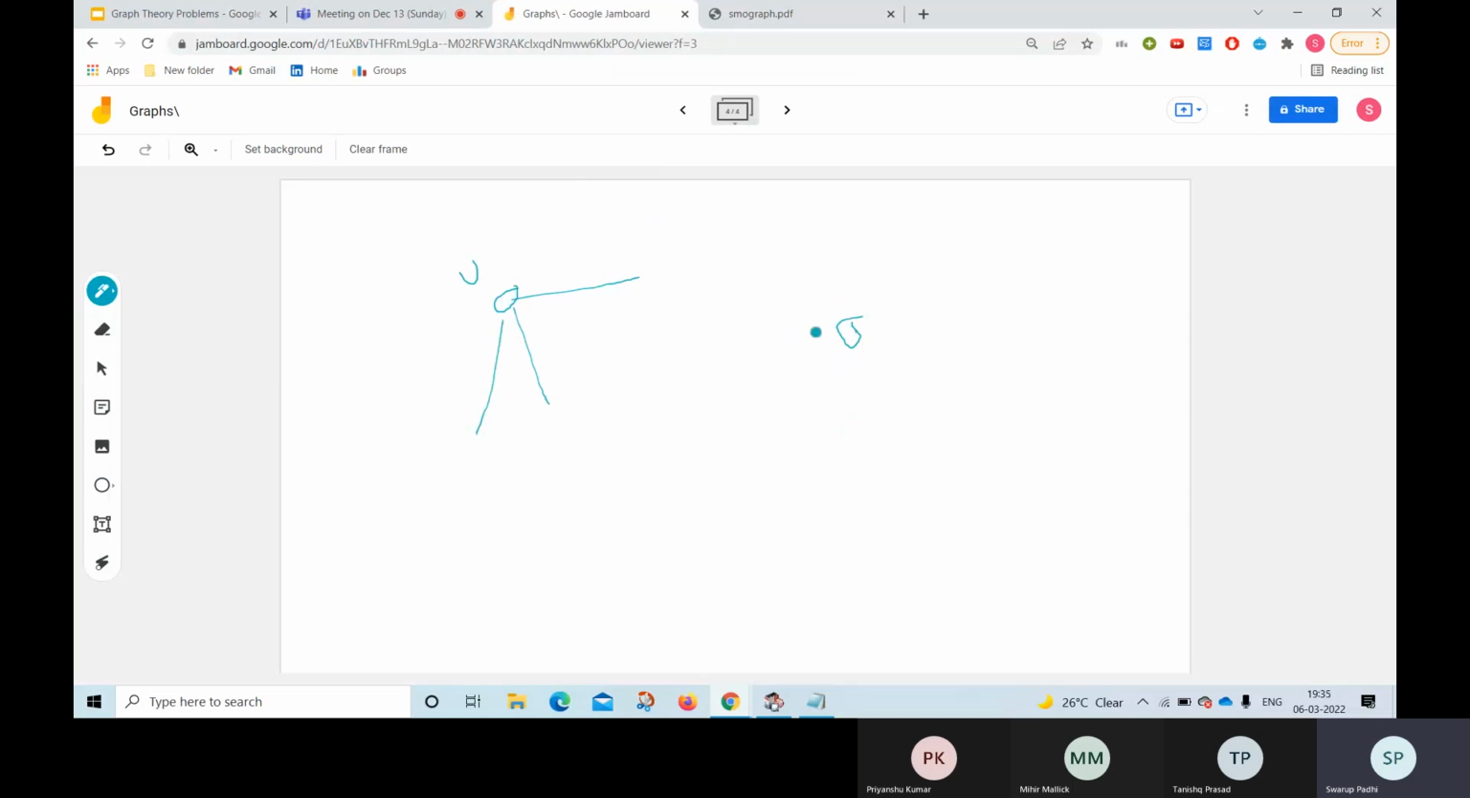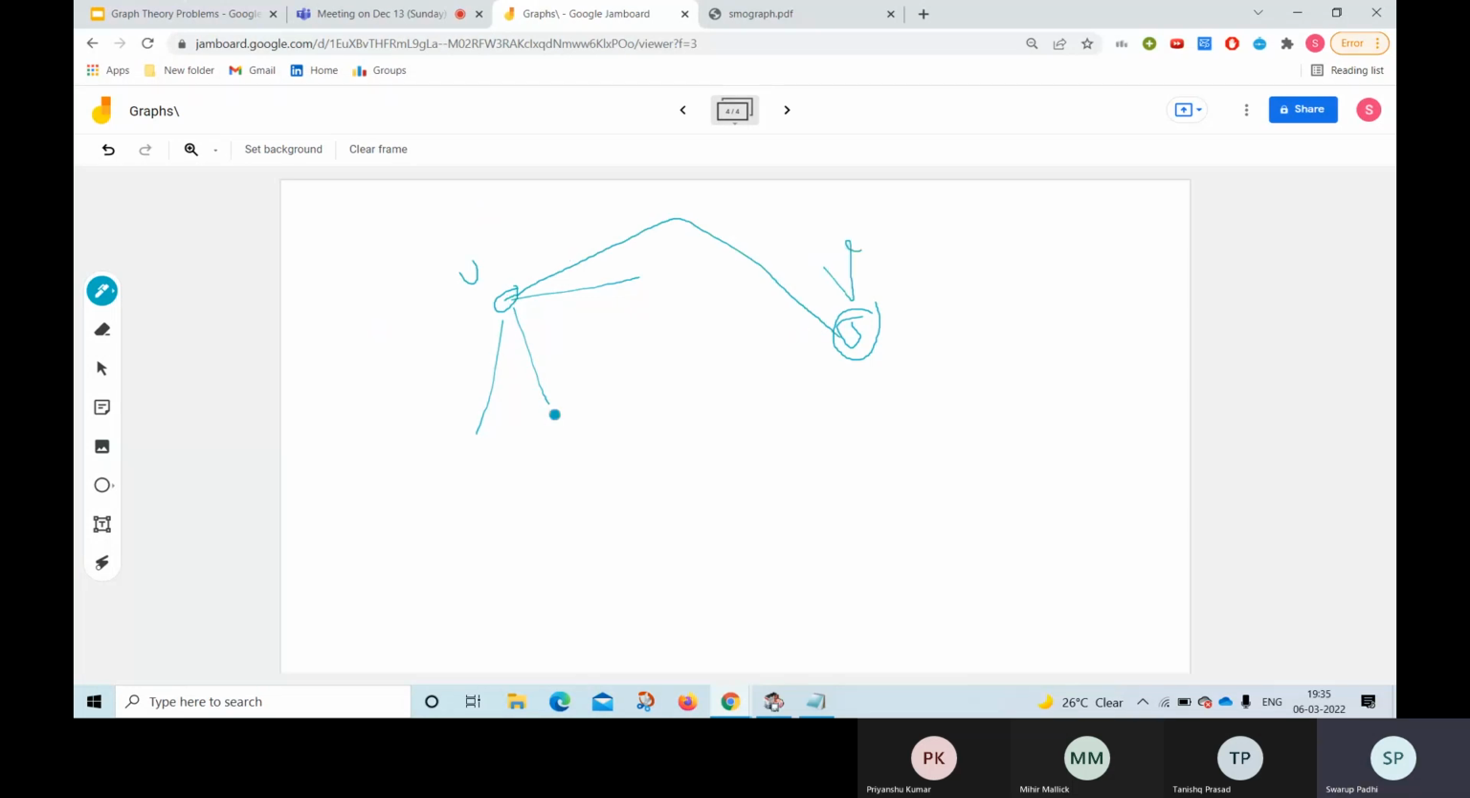We have to prove that there exists a vertex which is also of odd degree and is connected to u, meaning there is a path from u to v.